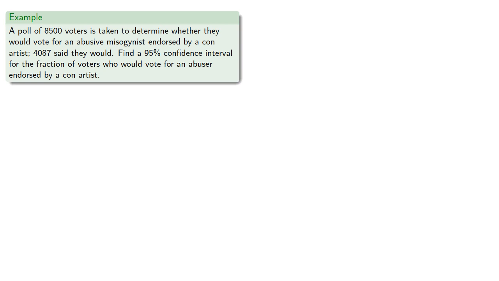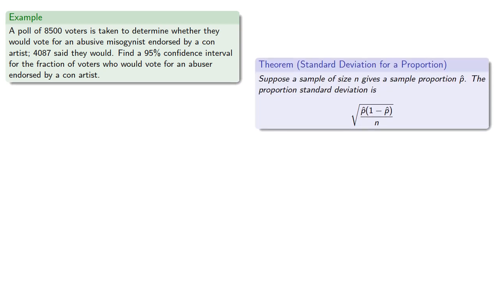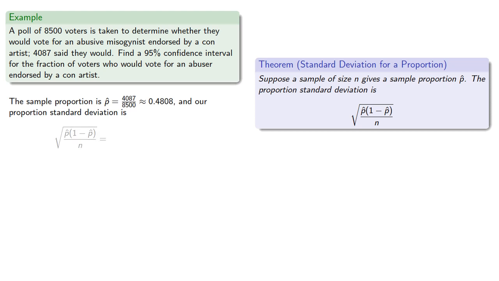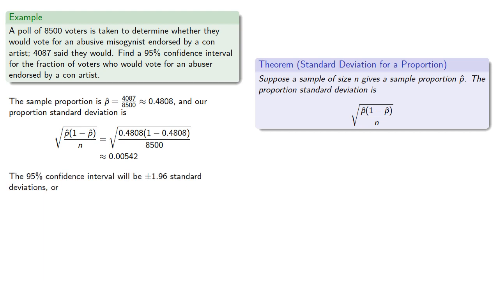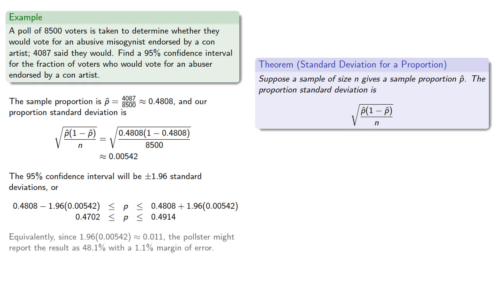Or we can use a formula. The sample proportion is 4,087 8,500ths, or 48.08%, and our proportion standard deviation, we'll compute the formula, and the 95% confidence interval will be plus or minus 1.96 standard deviations. And this gives us our 47% to 49.1%. And again, since 1.96 standard deviations is about 0.11, we might report our result as 48.1% with a 1.1% margin of error.